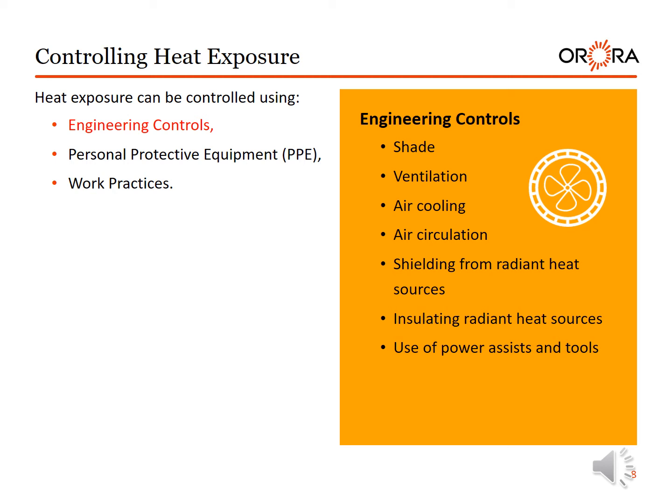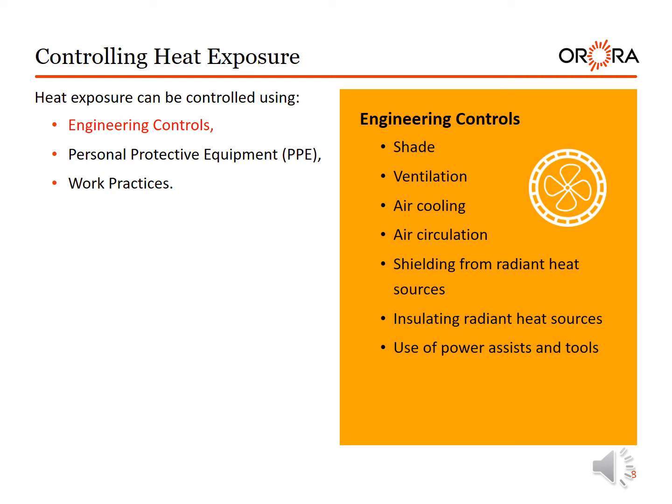Fans cool people by helping remove body heat and increasing the rate at which sweat evaporates, but fans do not help as much when the air temperature is higher than the person's skin temperature. Heat coming from hot surfaces can be controlled either by insulating the heat source, such as steam pipes, or by setting up shields between the heat source and the team members.